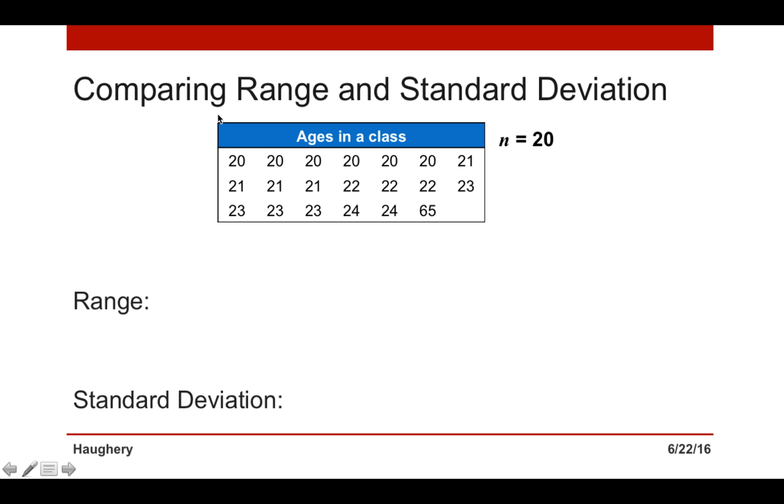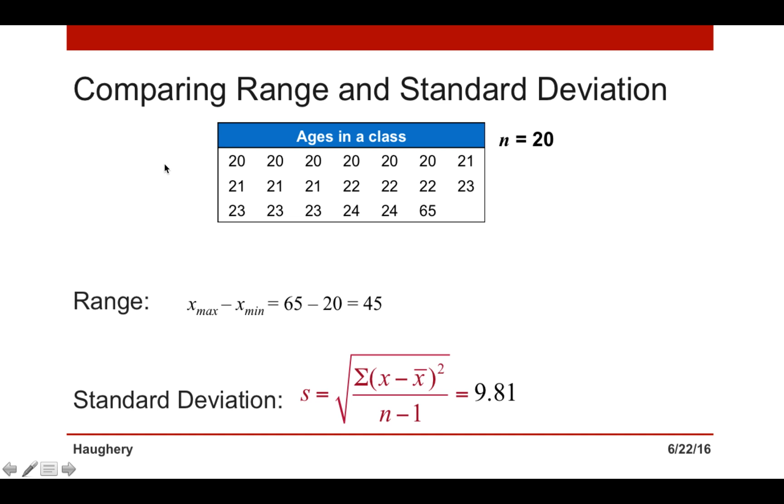So we can take our class age data set from the previous video, and we can calculate our range and our standard deviation. And of course, we have a range of 45 and a standard deviation of 9.81. Again, this number and this range of 45 may not be very meaningful to us by themselves until we actually compare it to something.